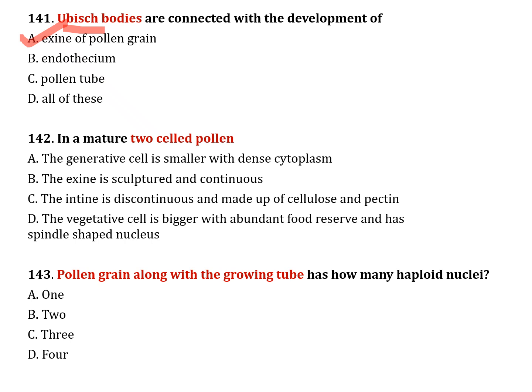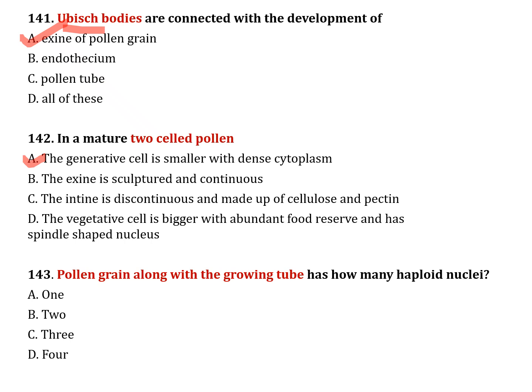In a mature two-celled pollen, option A, the generative cell is smaller with dense cytoplasm. Option B, the exine is sculptured and continuous. Option C, the intine is discontinuous and made up of cellulose and pectin. Option D, the vegetative cell is bigger with abundant food reserve and a spindle-shaped nucleus. Correct answer is option A, the generative cell is smaller with dense cytoplasm. The next question, number 143.